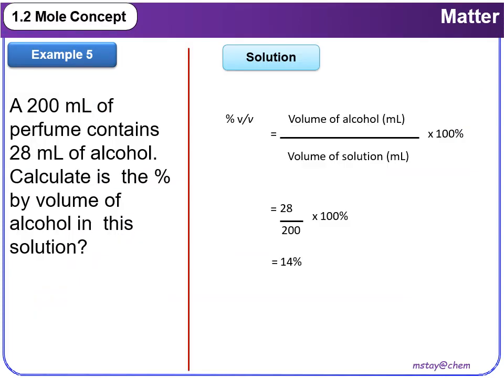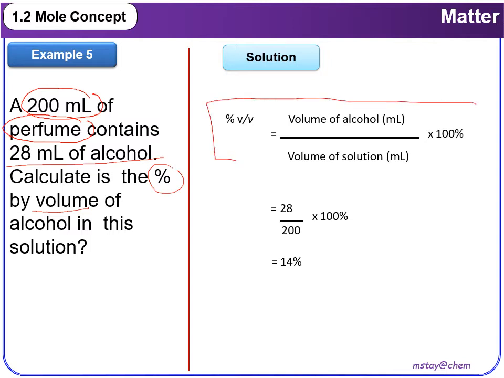Okay, let's look at example 5. 200 ml of perfume contain 28 ml of alcohol. Calculate the percentage by volume of alcohol in this solution. So this is the formula. 28 ml over 200 ml times 100%, so we get 14%.